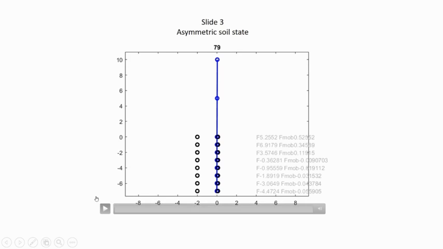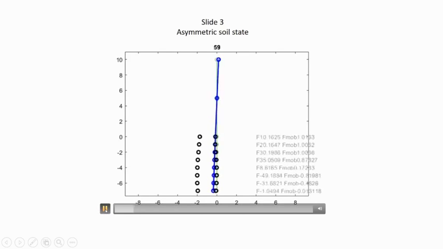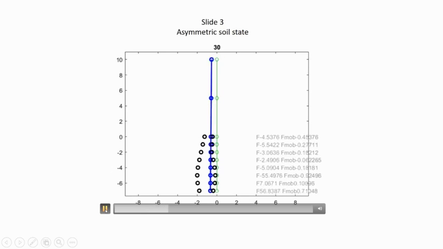Slide 3. Interesting nonlinear response can be observed if an asymmetrically disturbed initial soil state is applied. Observe as the beam's center of mass shifts to the left while a cyclic force is applied on the top node.